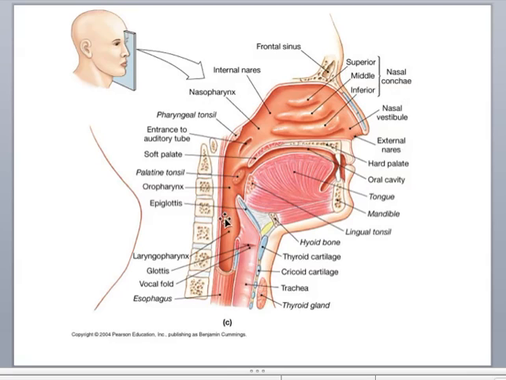This laryngopharynx will lead you right into the esophagus, and it also can lead you right into the area of your airways, and this epiglottis here is really important for closing off the air passage to keep food and liquids from going down the wrong pipe.